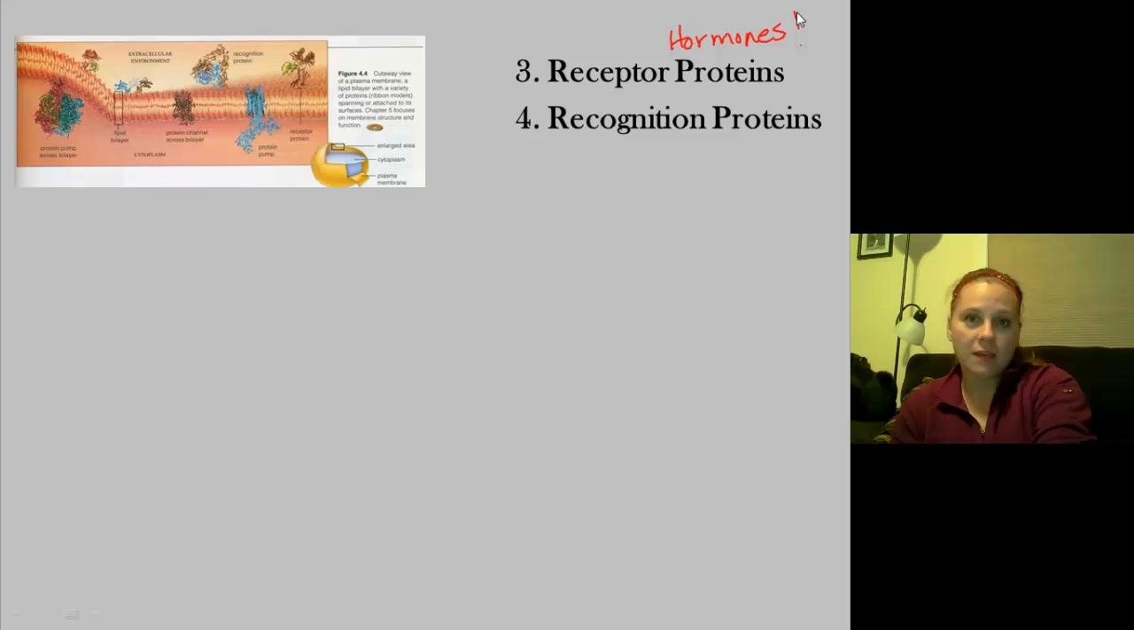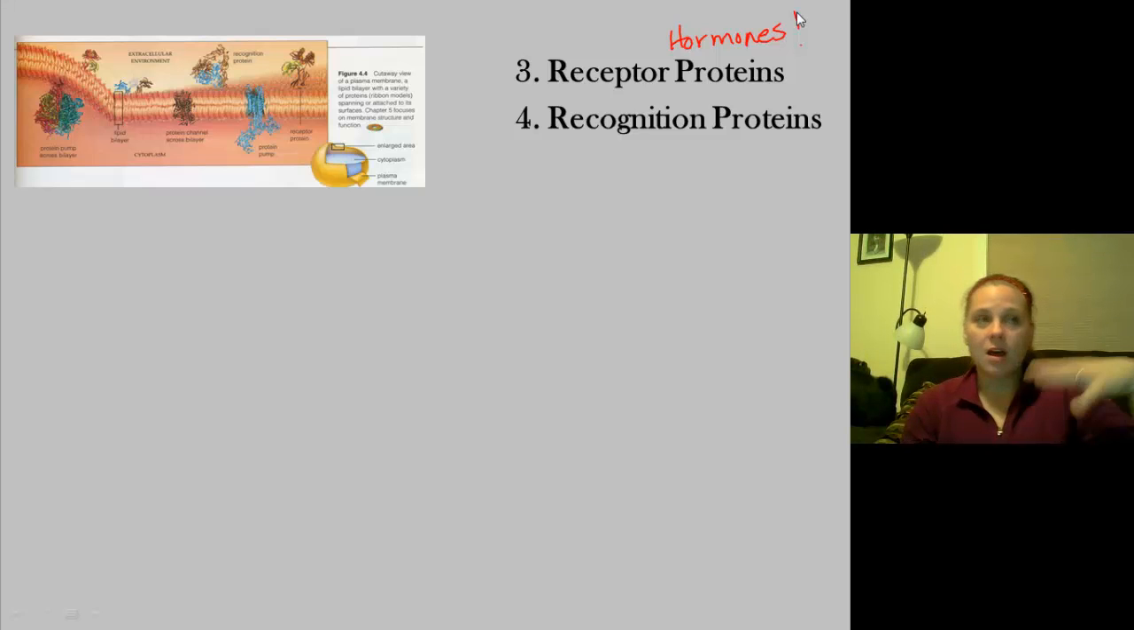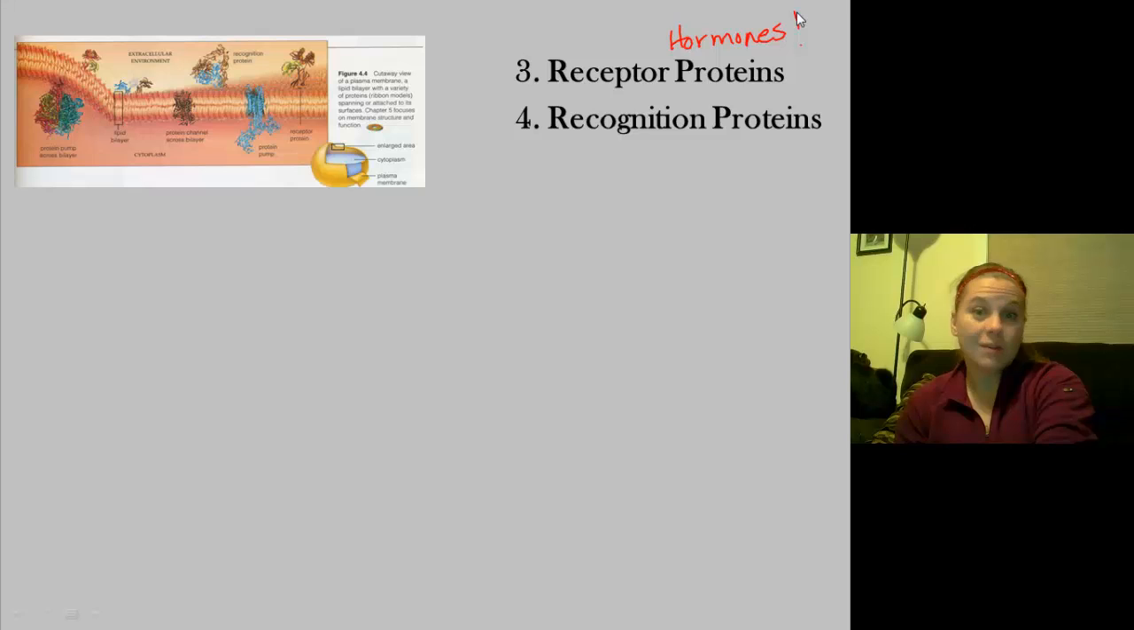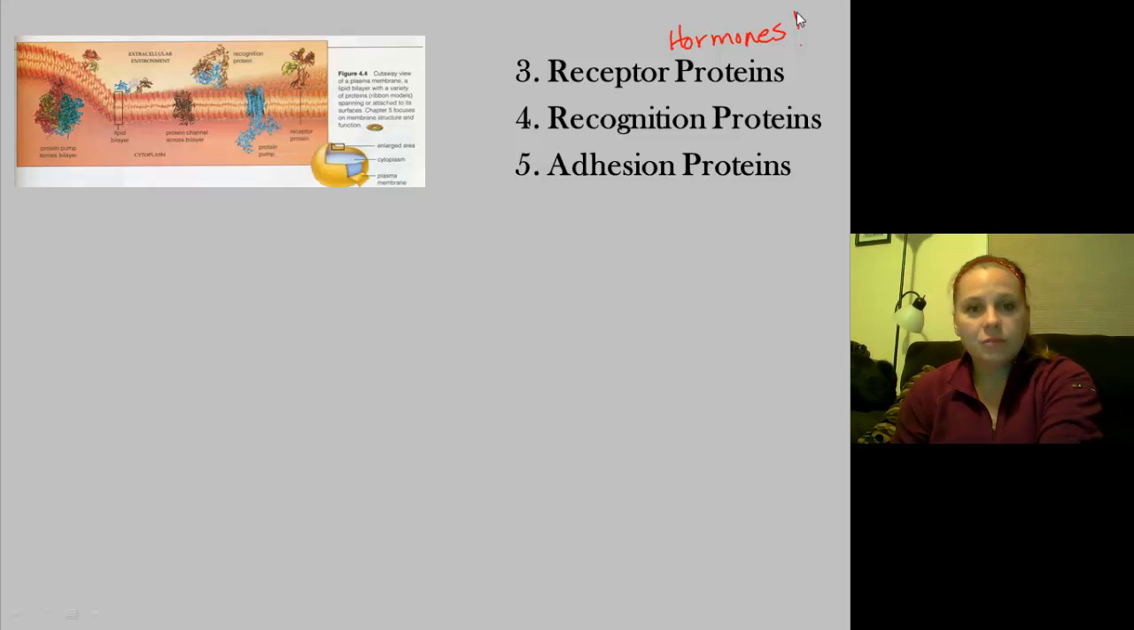We also have recognition proteins. These are there, just as they're named, to recognize different cell types. They're also there for self versus non-self recognition, to know if there's something in you that's not supposed to be. Sometimes these have little carbohydrates, almost like antennas, if you will, that sit capped on them. We also have adhesion proteins. Adhesion proteins are going to adhere cells to each other. So they basically help our cells stick to one another.